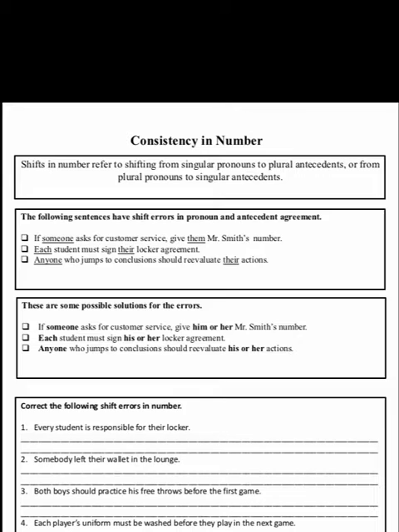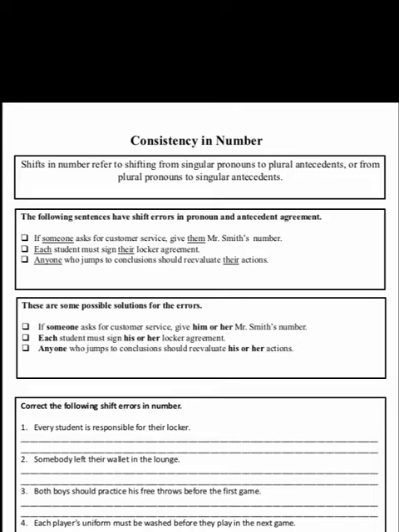Last is consistency in number. This is a common mistake, and it's an easy one to fix when you know what you're looking for. So this is when you are shifting between singular and plural pronouns and antecedents. If you have a singular pronoun, you want to use a singular antecedent. The antecedent is the thing that the pronoun is referring to. So if I am talking about him, who is the him that I'm referring to? Him is the pronoun, and the antecedent is Bob. We would not say, if someone asks for customer service, then give them Mr. Smith's number. Someone is indicating a singular pronoun, so we would say give him or her.